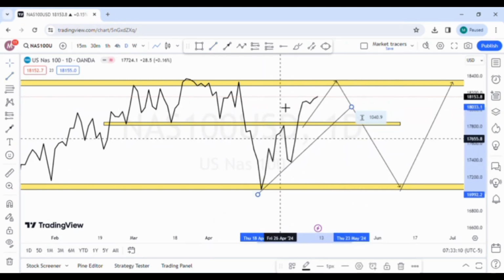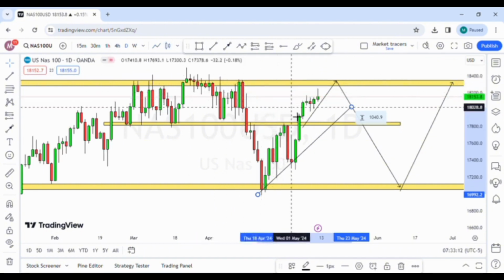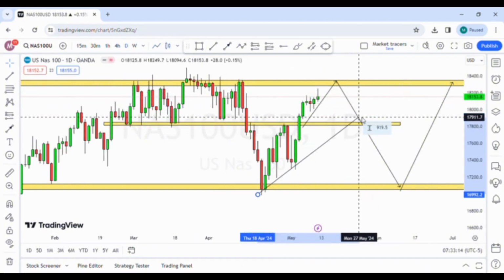Like from here, we have a series of higher lows.